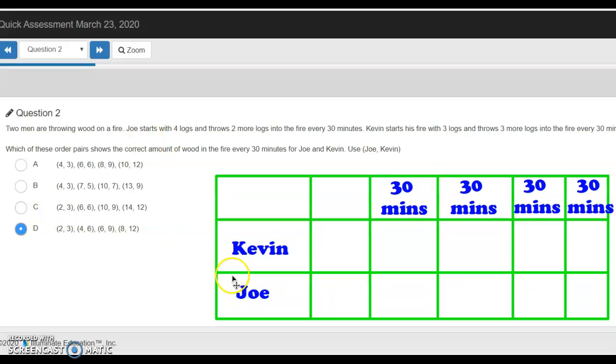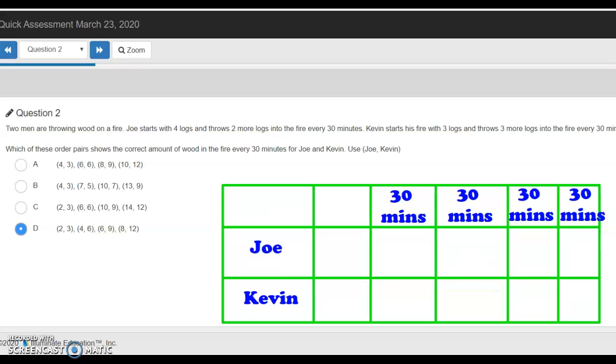And I'm going to actually go ahead and flip these guys. Since Joe is the first one they talk about in the problem, I'm just going to put him first. So I know that Joe has 4 logs, so I'm going to start, and I'm going to put a 4 in the first column where he starts.